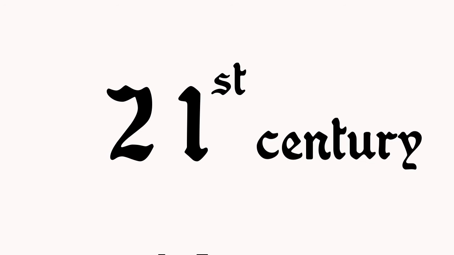So it's always 1, the name of the century is always 1 ahead of the number at the beginning of the year.